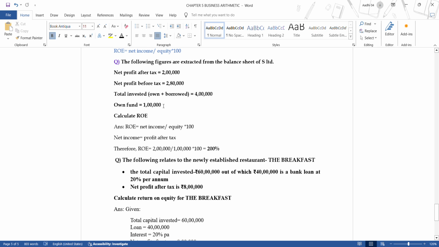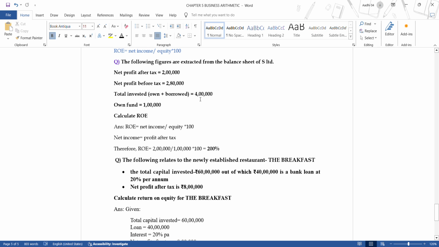Now, what is the formula to find return on equity? Net income by equity into 100. Net income means profit after tax. Why profit after tax? I already explained it. So net income is net profit after tax. What is the net profit after tax? The amount is 2 lakh. 2 lakh divided by 1 lakh is 2, into 100 is 200. So the return on equity is 200%. I hope that is clear.